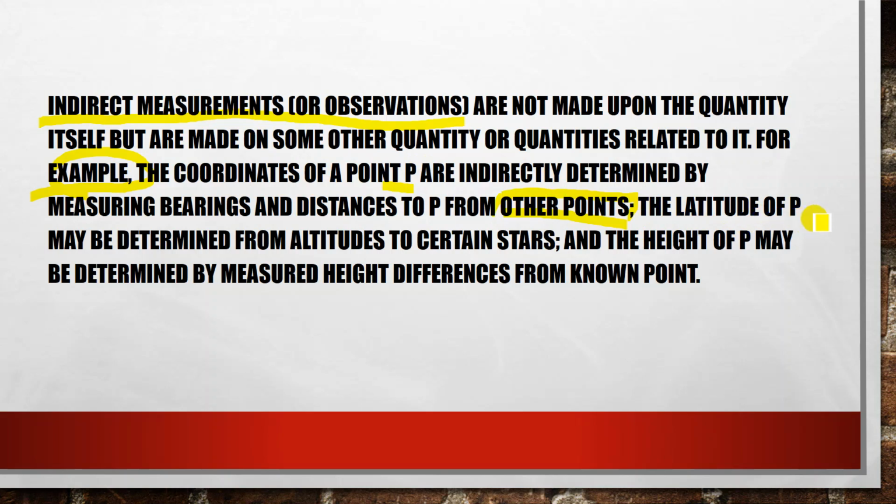O kaya naman, yung latitude ni P ay makukuha nyo or madederive nyo galing sa altitudes ng certain stars. And last example natin, yung height of P may be determined by measured height differences from known point. So, gumagamit po tayo ng mga formulas. Yun po sa indirect measurements. So, in short, si direct measurements ay from devices. Si indirect measurements naman ay from formulas.